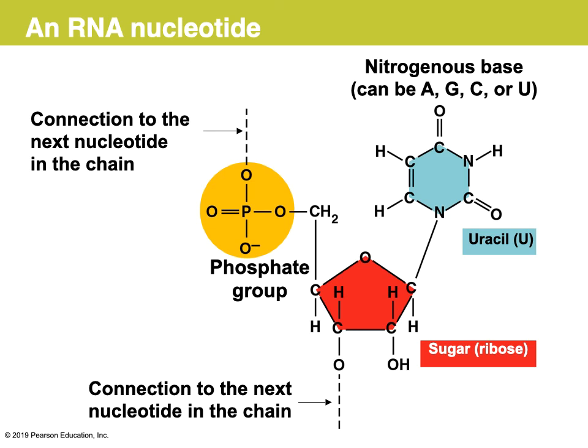And we have the nitrogenous base, which in the case of A, G, and C are the same, but instead of the T of DNA, you have the U in RNA.